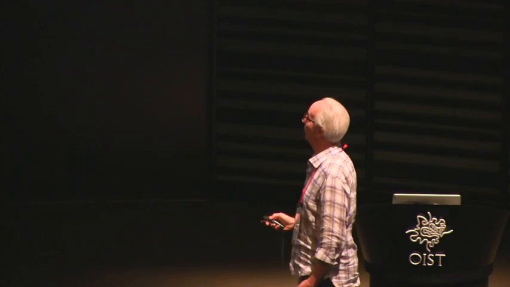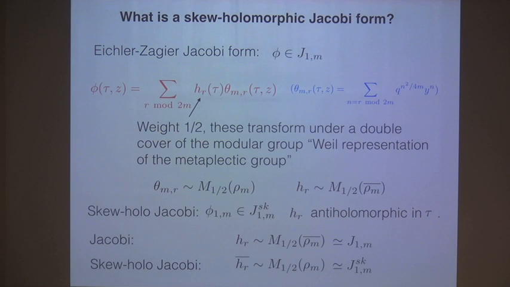So what is a skew holomorphic Jacobi form? You just heard the definition of a Jacobi form, and that's the way that it's usually presented, in terms of the elliptic and modular transformation properties. I'm going to give a slightly different definition because it allows me to bring out a certain parallel. And I'm only going to talk about Jacobi forms of weight 1 and index m, but it's trivial to generalize it.